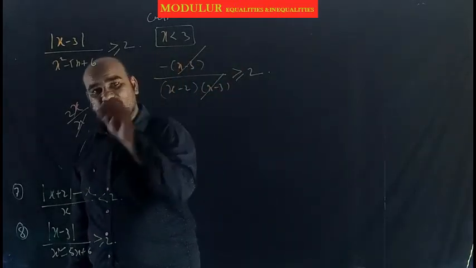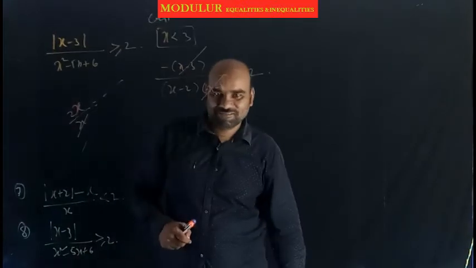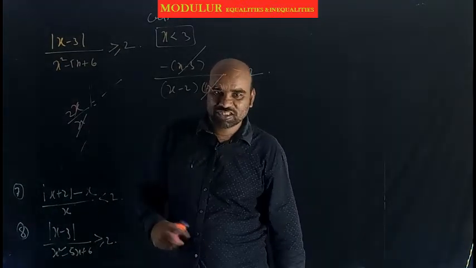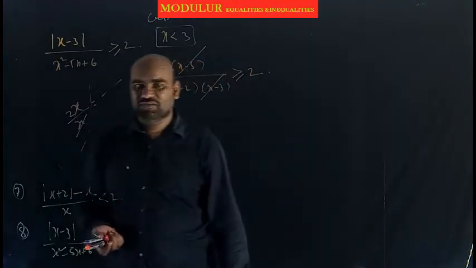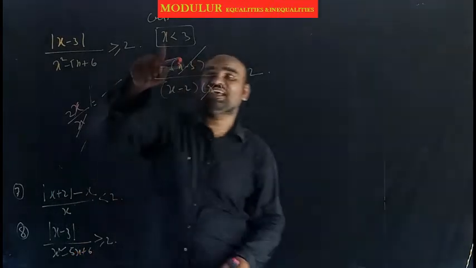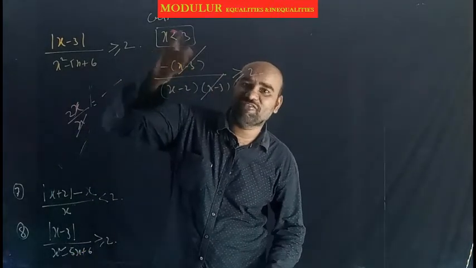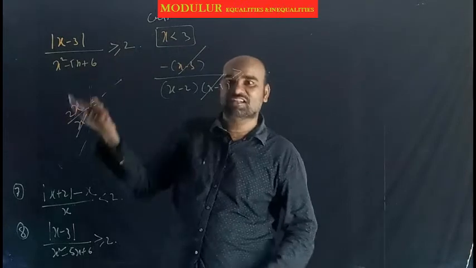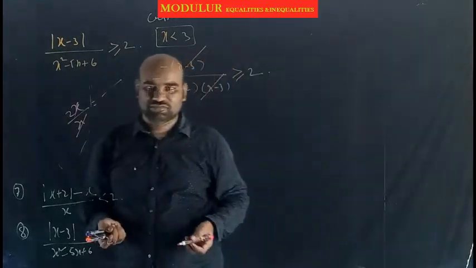If the problem mentions that x is a non-zero real, then you can cancel. Otherwise you can't cancel. x may be 0, no? 0 by 0 form. But here what is the meaning? x less than 3, never equal to 3, less than 3. That's why I can cancel these two.